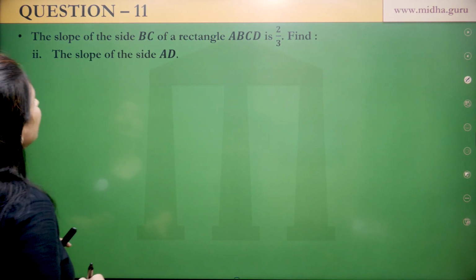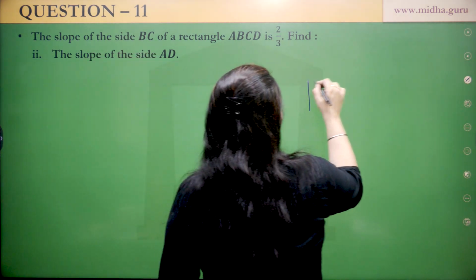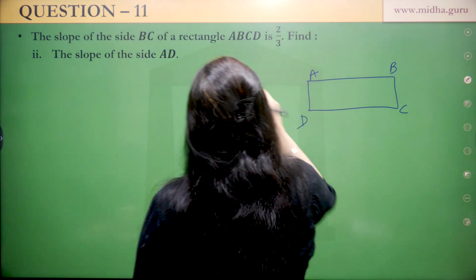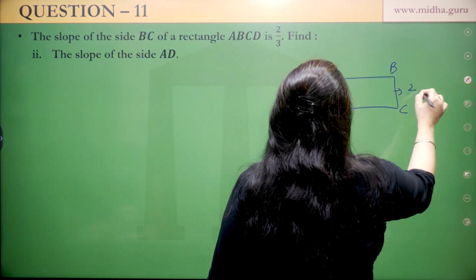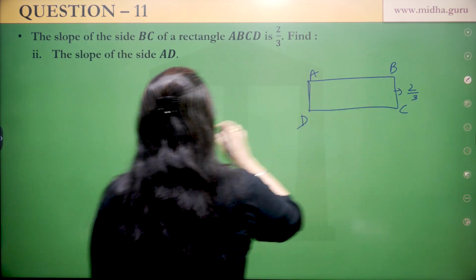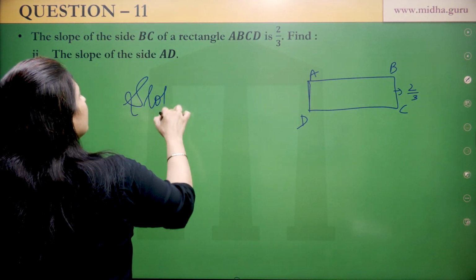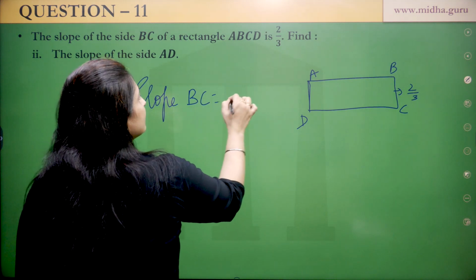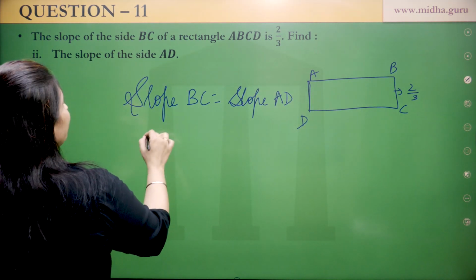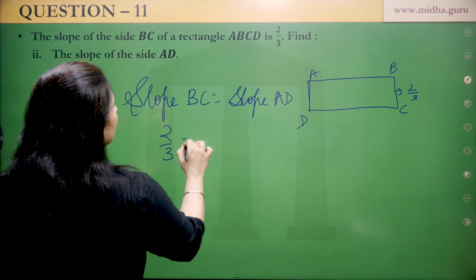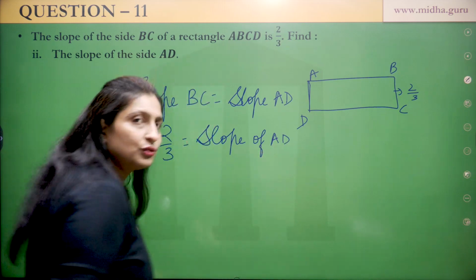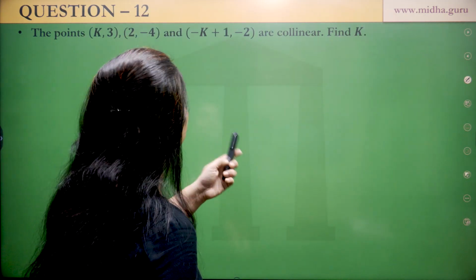Next part. Now the slope of AD. Again, this is a rectangle ABCD. The slope which is given is 2 by 3, and we have to find this time the slope of AD. What is the relationship between the slopes of AD and BC? They are equal, since they are parallel sides. BC is 2 by 3, so 2 by 3 will be the slope of AD. AD will also have the same slope, equal to BC, which is 2 by 3.